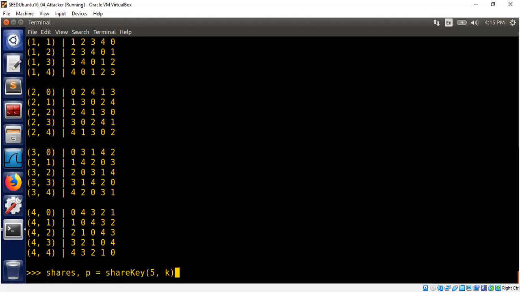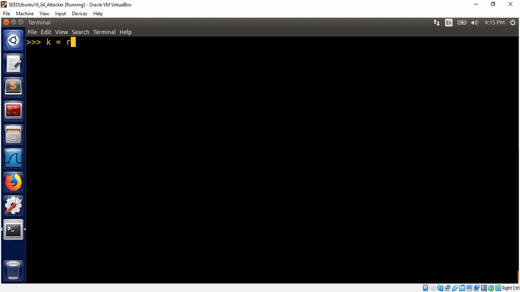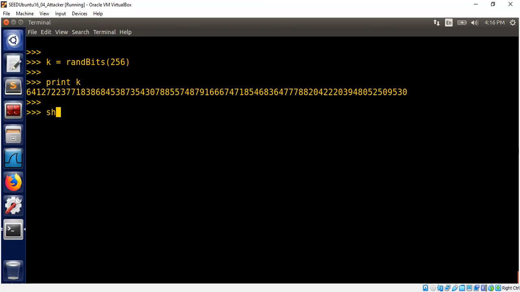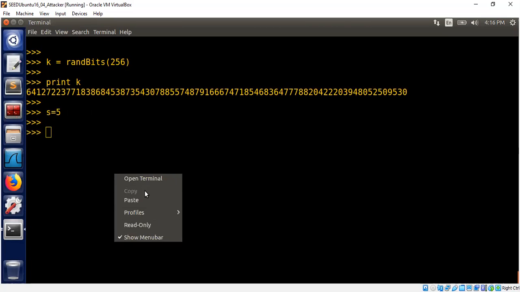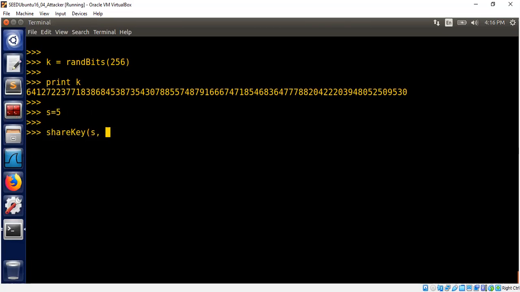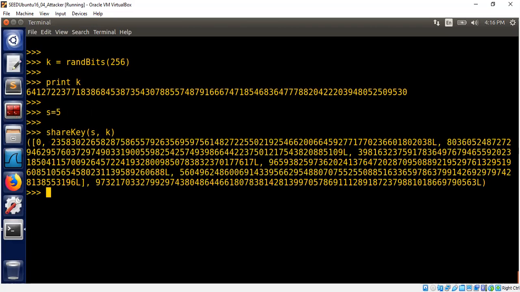sharing aspect. Let's first generate an AES key, for example, random bits of say 256 bits. I wanted to put it at 5 places, and I'm going to share this key among 5 different nodes. The key k is what I wanted to share. Now I get 5 elements in the array. I'll explain to you in a moment.